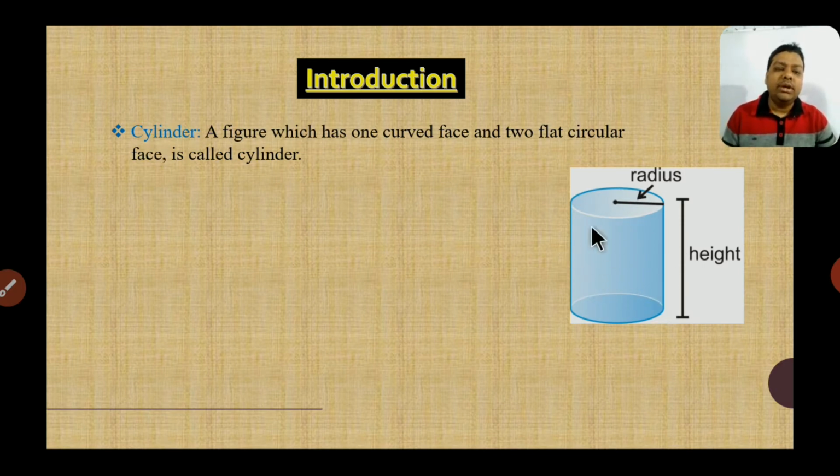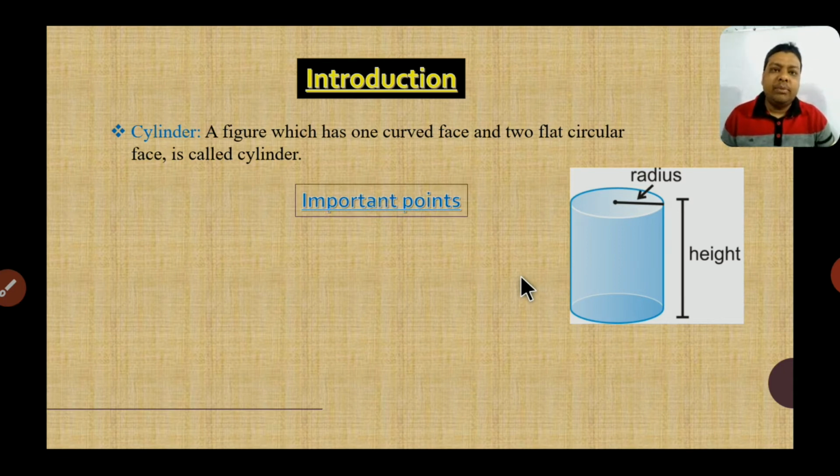If it is a cylinder, then there will be some height also. So it is the height. If you see the flat surface of this cylinder, it looks like a circle. If it is a circle, then it has a center also. So it is the center. The distance from the center to any point of the curved surface is called its radius.